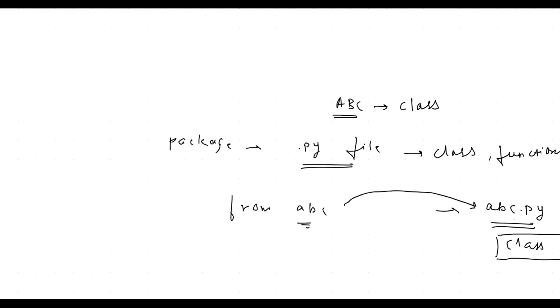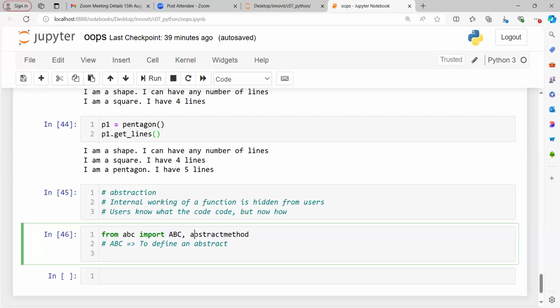So if we go back to our notebook, what I have done is import from this package a class ABC and a function called abstract method. Similarly, a function defined inside your package, I can directly import it here.